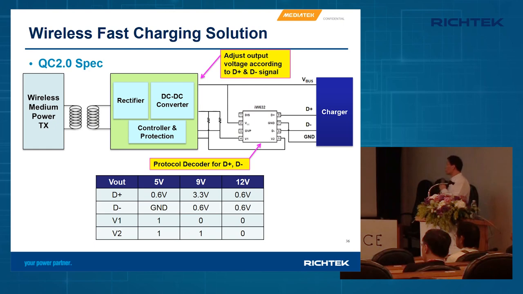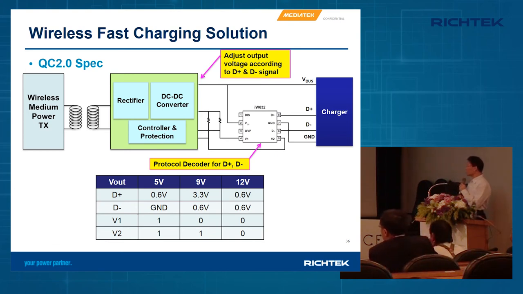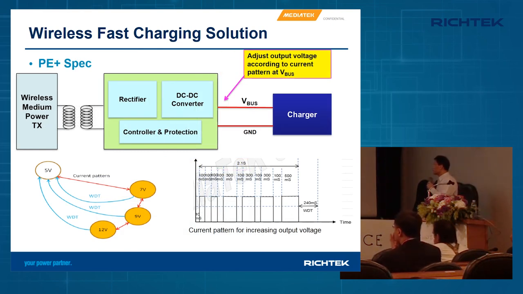Okay, now the features in wireless charging. The first one is wireless fast charging. For the Qualcomm QC 2.0 spec, we need a protocol decoder for the USB signal to identify the required voltage and adjust the wireless power output voltage to meet the fast charge solution. For the MediaTek Pump Express Plus spec, we do not need the protocol decoder. We can detect the current pattern to decide the output voltage and adjust it for fast charging.